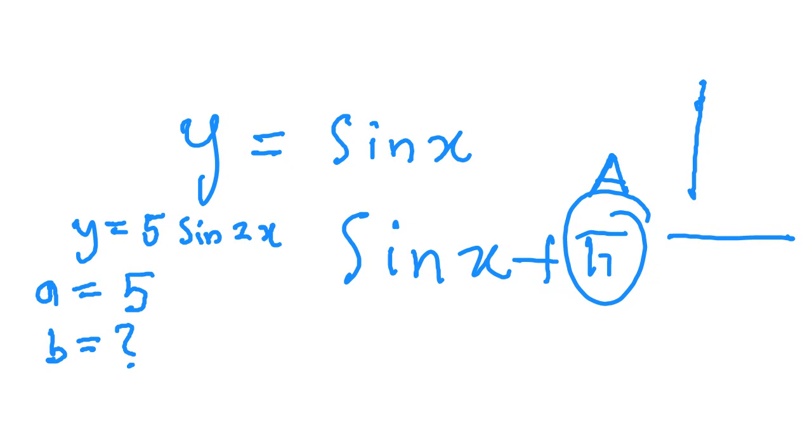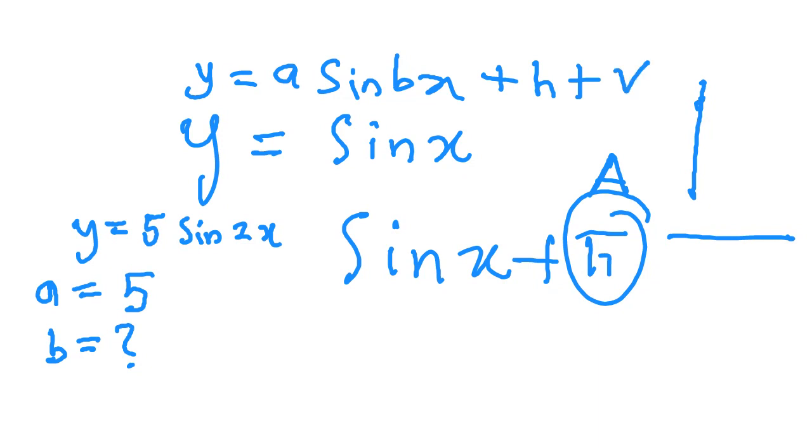Okay. A is 5 because our general trigonometric function equation is A sine bx, plus horizontal plus vertical, and that's the equation I've shown you. So you have this, and A in this case is 5. Okay, B therefore will be what?